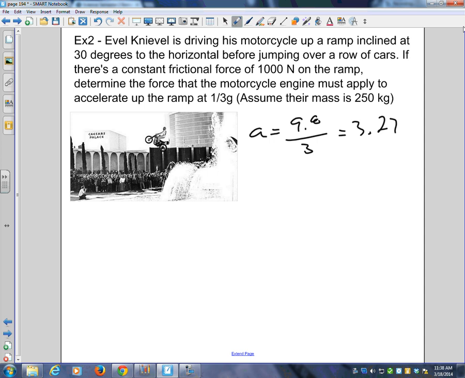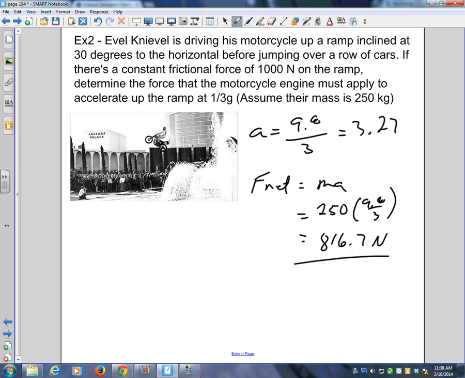Okay, so how much force must the motorcycle engine apply to accelerate up the ramp at 1/3 g? In other words, what is his net force, first of all? That's going to be mass times acceleration. The mass of Evel Knievel and the bike is 250. I'll write 250 times 9.8 divided by 3, just so that it's all one calculation. And I get 816.7 newtons. So that's what the net force has to be.